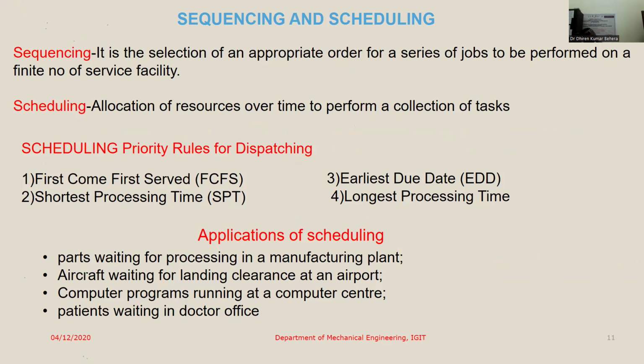Before that, these important key terms to be coined are sequencing and scheduling. Please remember, since we are focusing on a mechanical oriented topic, and not a computer based hybrid topic, we'll be focusing on our mechanical portions. Sequencing is the selection of an appropriate order for a series of jobs to be performed on a finite number of service facilities.